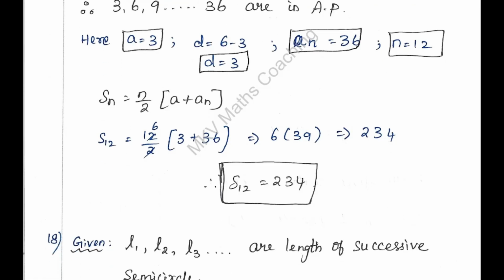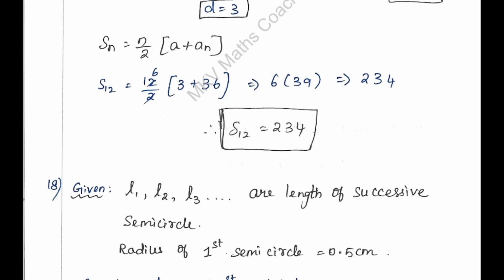So next, move on to the 18th question. Let me read out the question from the textbook. A spiral is made up of successive semicircles with centers alternately at A and B, starting with center at A of radii 0.5, 1.0 centimeter, 1.5 centimeter, as shown in the figure. So just take out the figure. How many semicircles do you have?